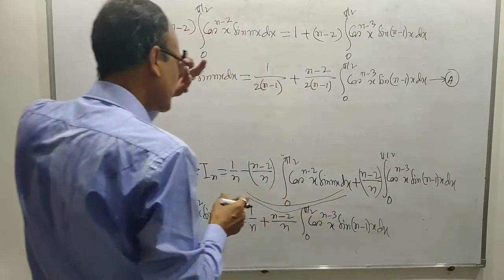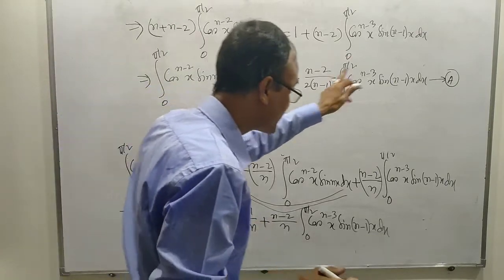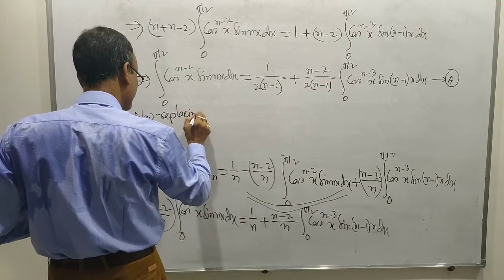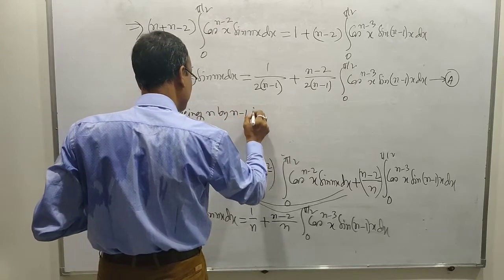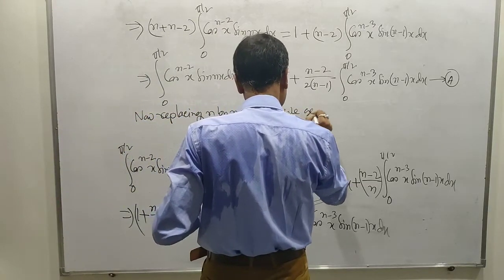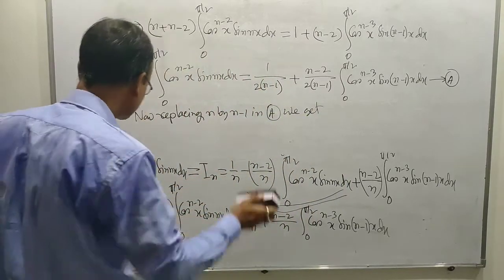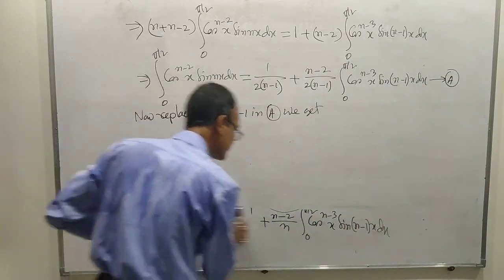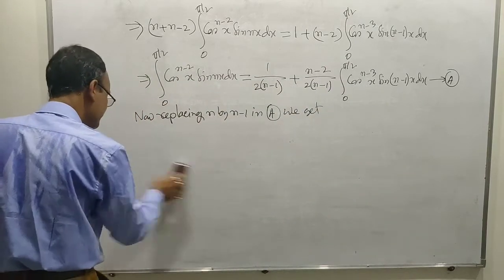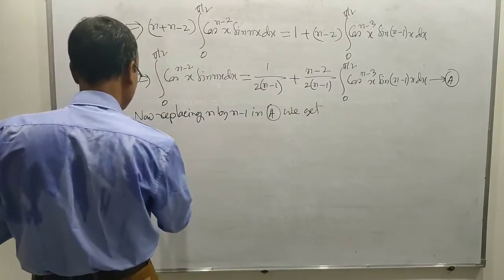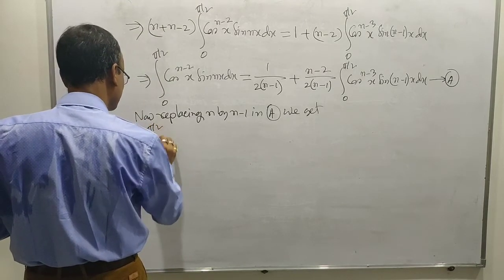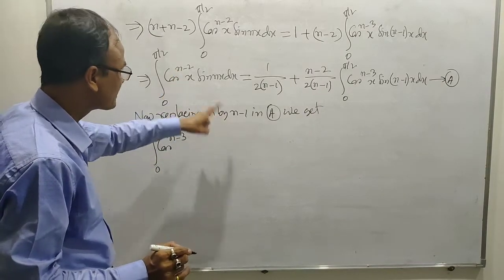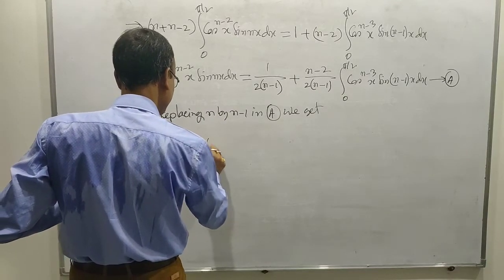Just observe it. Now replace n by n minus 1 in A, we get integration 0 to pi by 2 cos to the power n minus 3 x, since we have replaced n by n minus 1, sin (n minus 1)x.